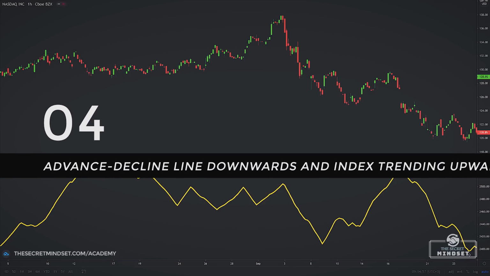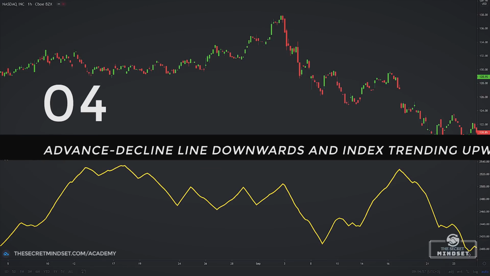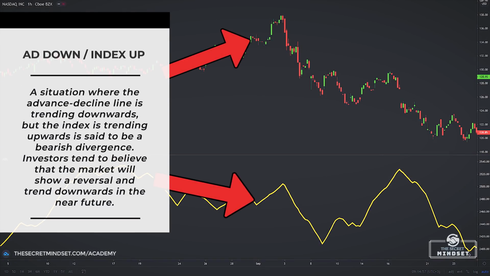A situation where the advance-decline line is trending downwards, but the index is trending upwards, is said to be a bearish divergence. The increase in the index is driven by the increase in a minority of stocks in the index. Therefore, it indicates that buyers are losing their conviction. As such, investors tend to believe that the market will show a reversal and trend downwards in the near future.